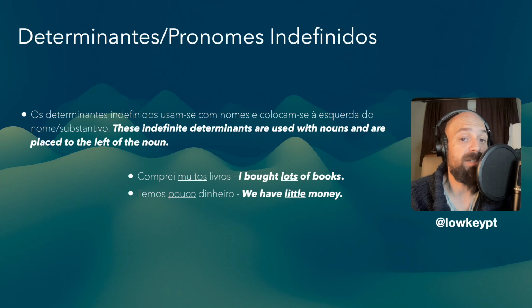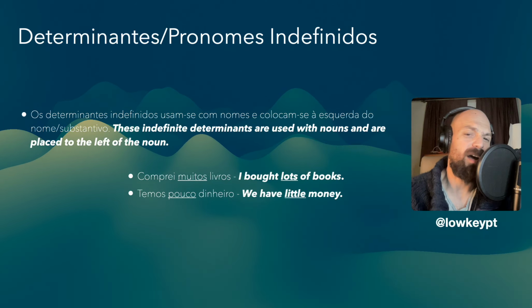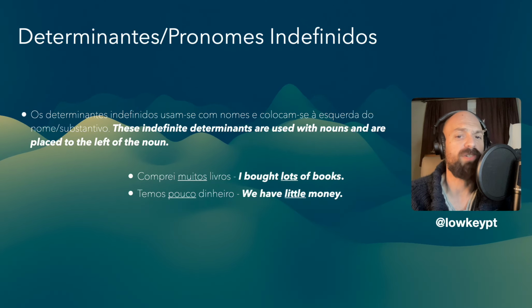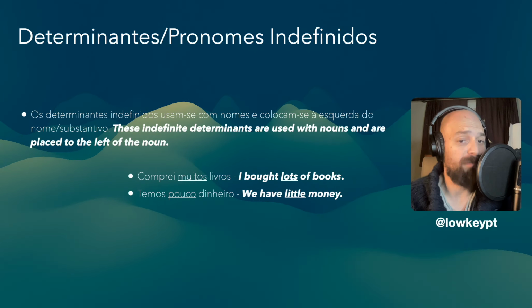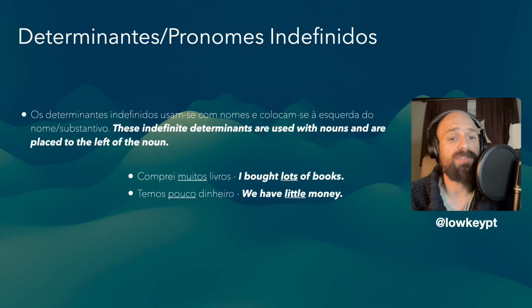So these indefinite determinants, or quantifiers, as other linguists in English would refer to them, are used with nouns and are placed usually to the left of the noun. So here's a couple of examples.